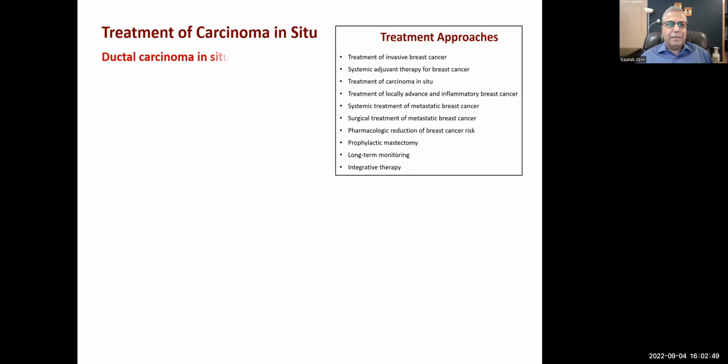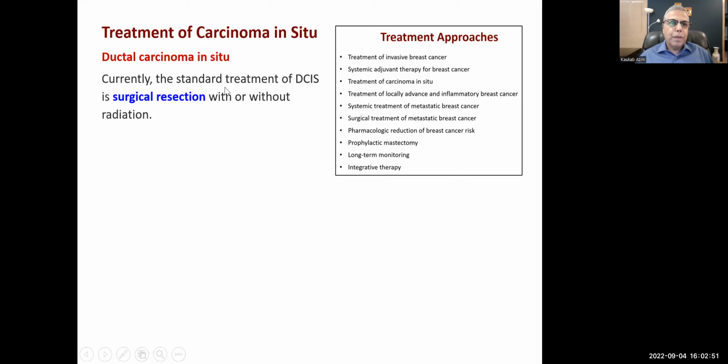So here we are going to look at the treatment of carcinoma in situ. First, we will look at ductal carcinoma in situ. Currently, the standard treatment of ductal carcinoma in situ is surgical resection with or without radiation. Now, you can imagine that it's inside the duct, so it is a very small cancer.